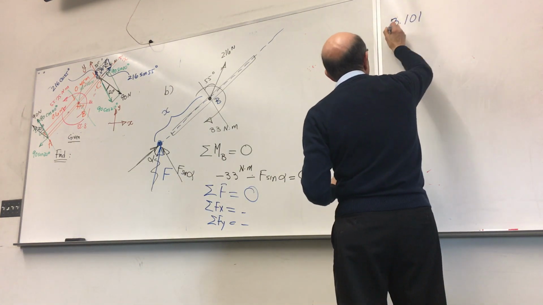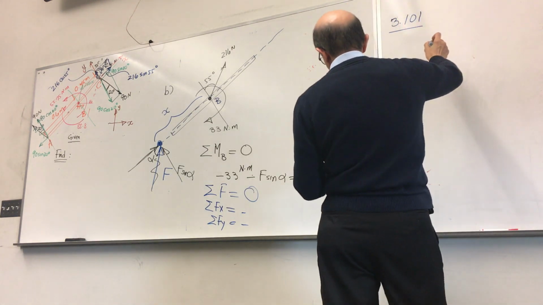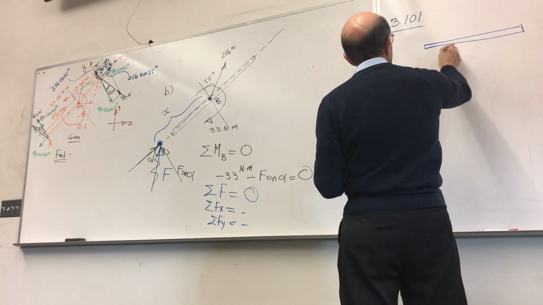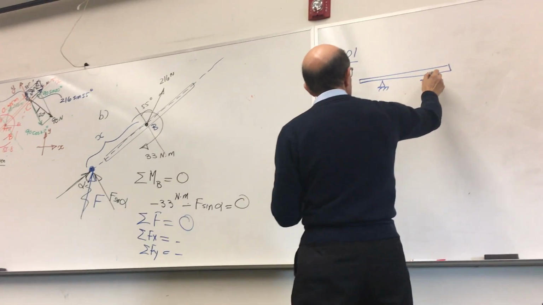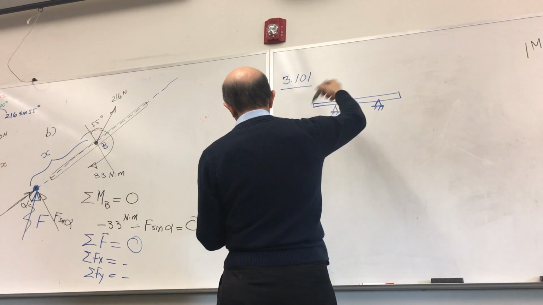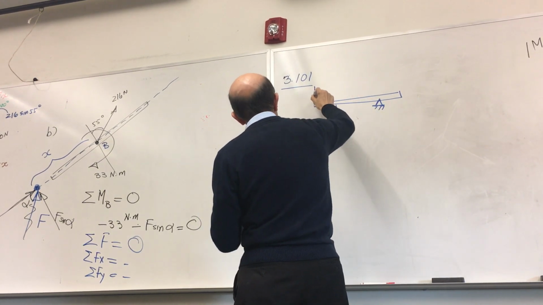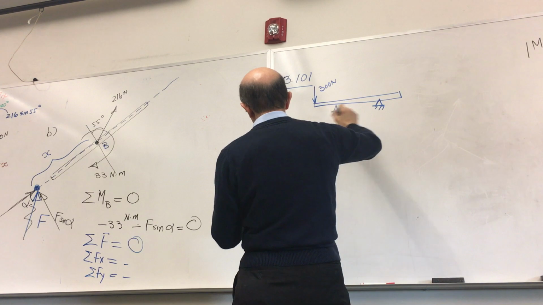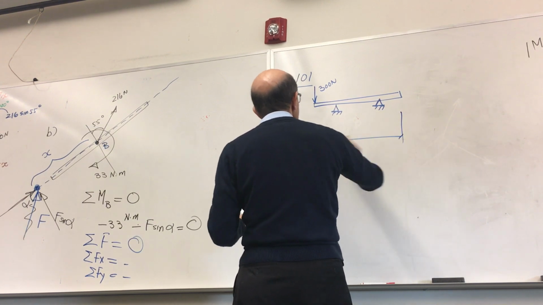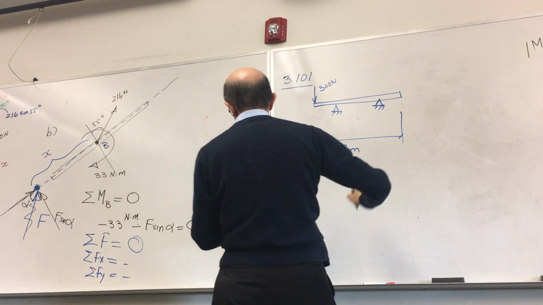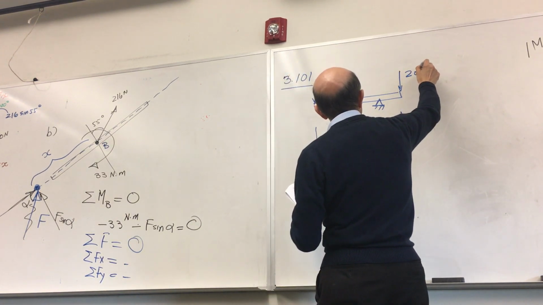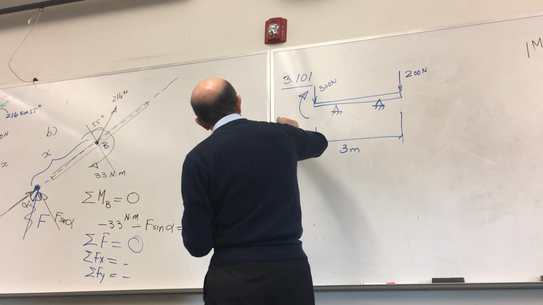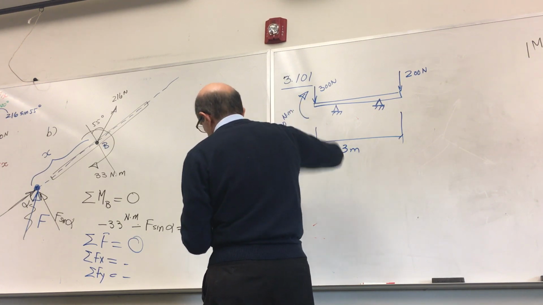Problem 101. You have a beam, which is given like this. And there are different cases. Let's say you have a load here, and the length of this beam is given. This is 3 meters. Okay. And this is 200 newton. And then a moment is acting at 400 newton meter.